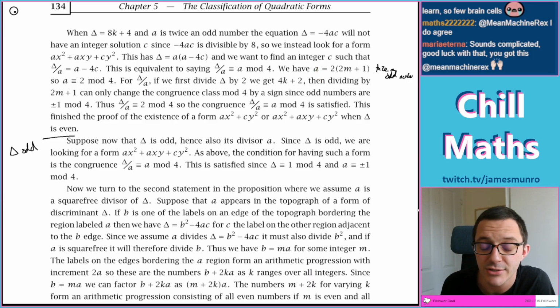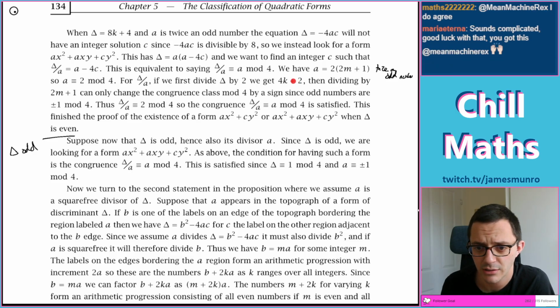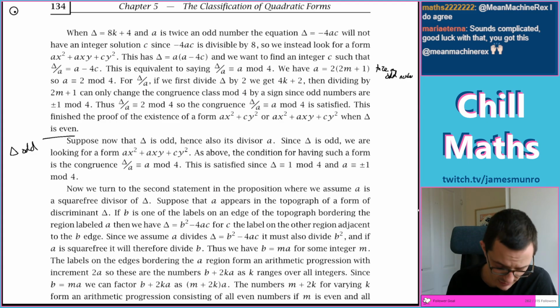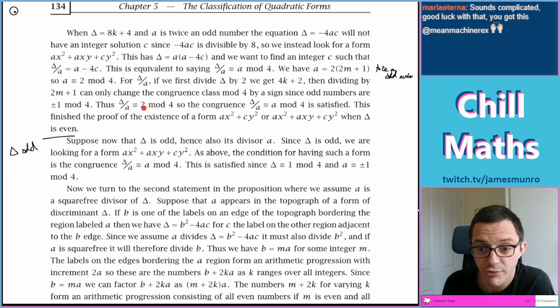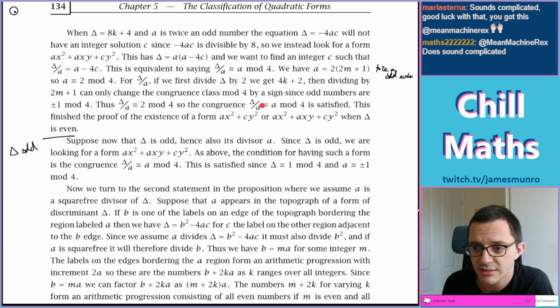A is twice an odd number, so A is 2 more 4, good. Delta divided by A, which was 4k plus 8k plus 4. If we first divide by 2, we get 4k plus 2, and then dividing by 2m plus 1, an odd number, can only change the congruence class mod 4 by a sign. So its odd numbers look like this mod 4. So it's 1 or 3, then that might flip the sign. So this thing is still 2 mod 4, and the congruence like this is satisfied.